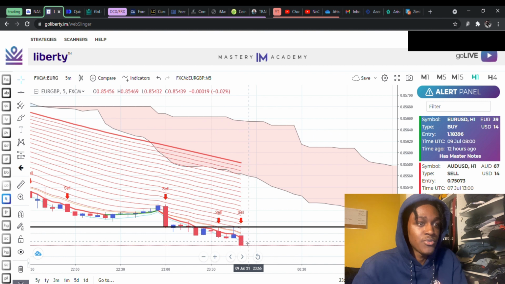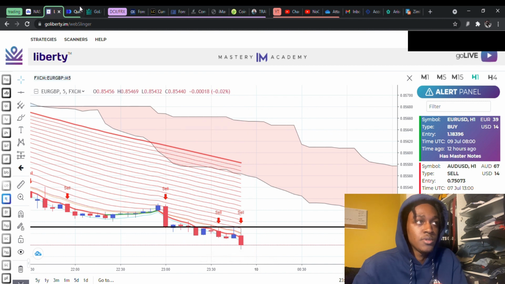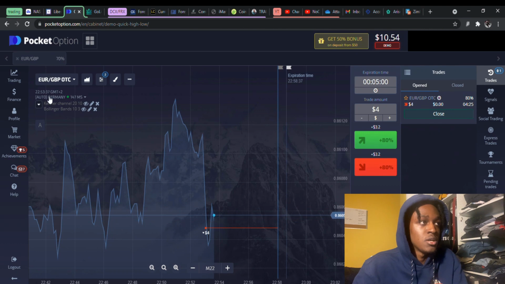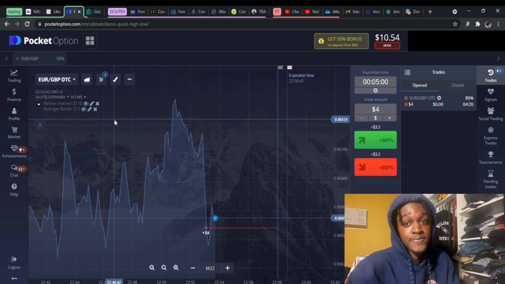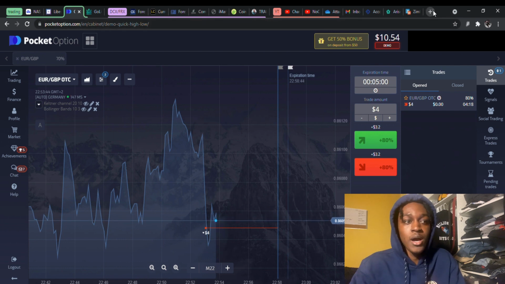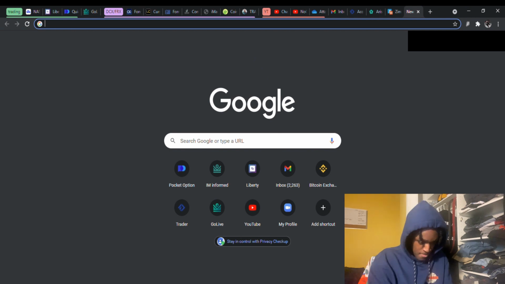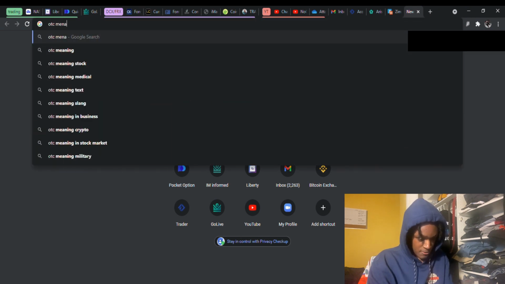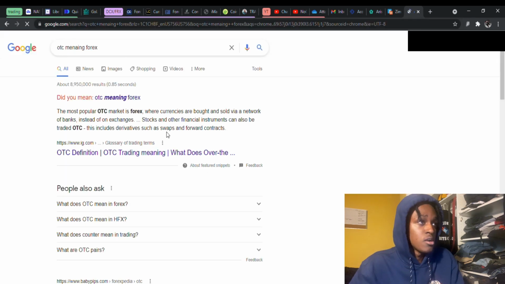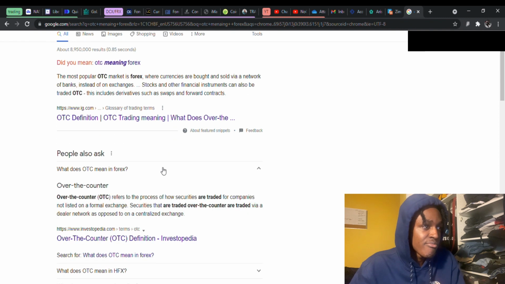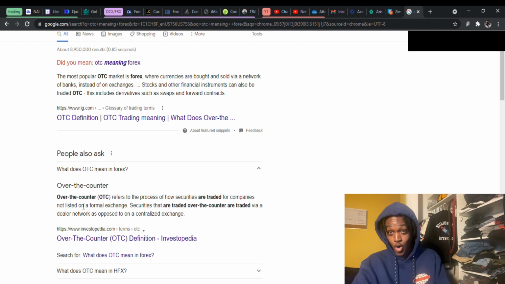Hopefully it's the same as that one, because this one is just regular Euro GBP, and this one is just Euro GBP OTC. I don't know what the OTC stands for, so if you know what it stands for, I need you, let's Google it. I'm not gonna have none of y'all in the comments capping. OTC meaning, type in forex OTC, banks instead of exchanges. Yeah. I don't know. Over the counter. Oh.